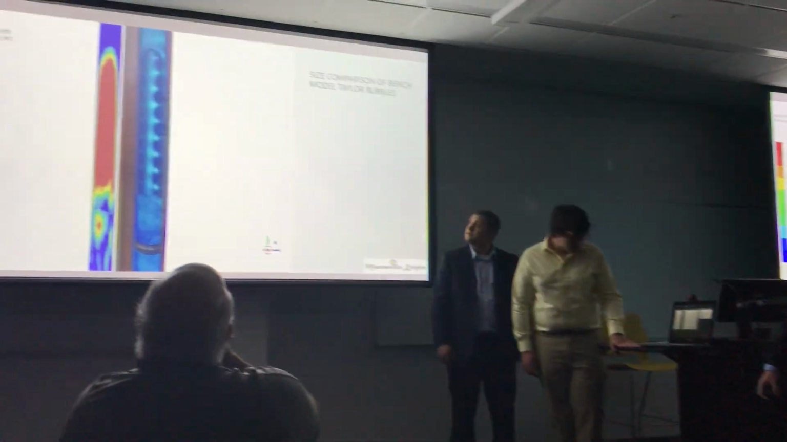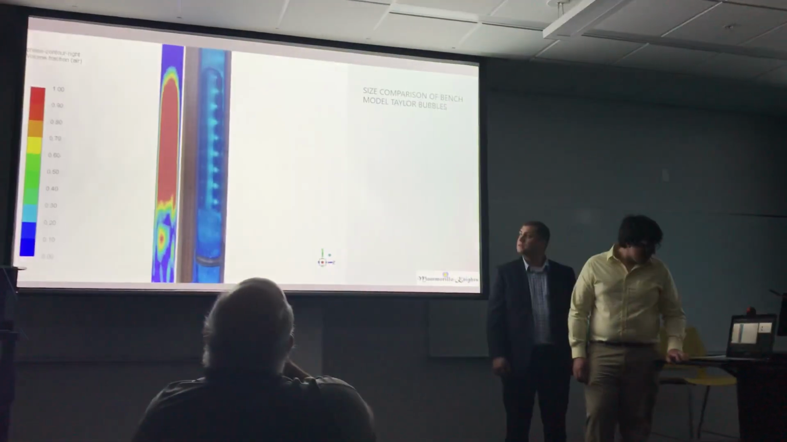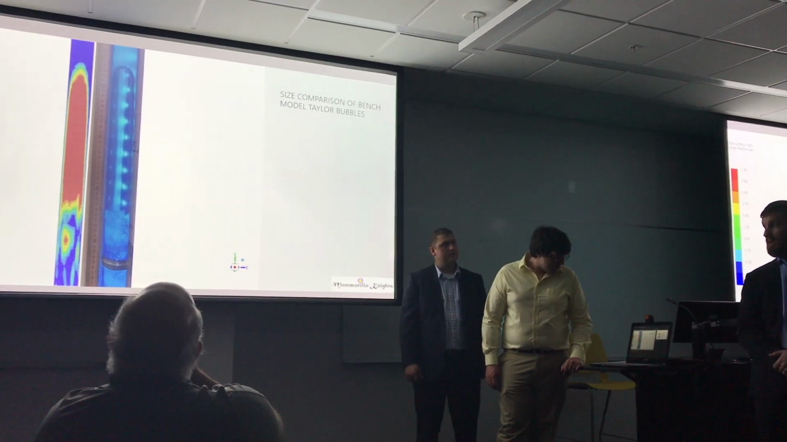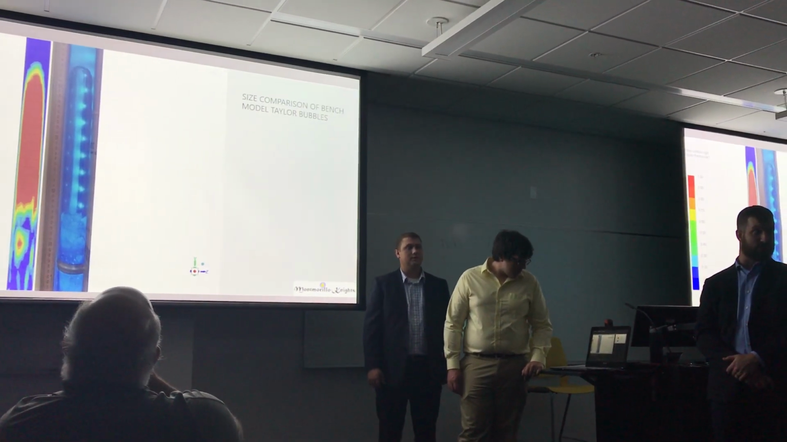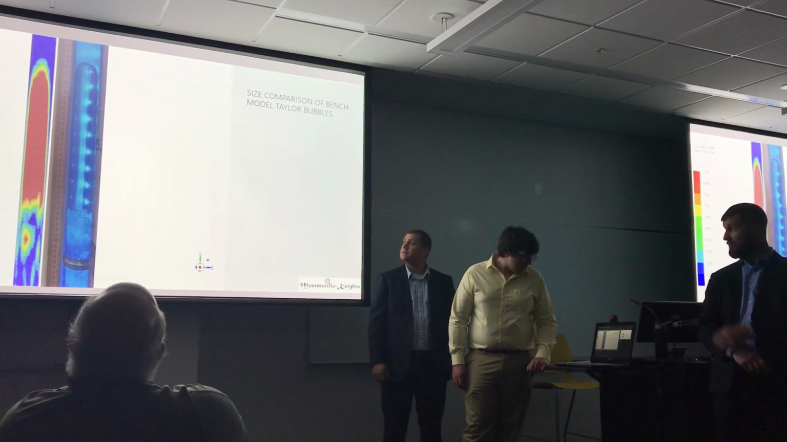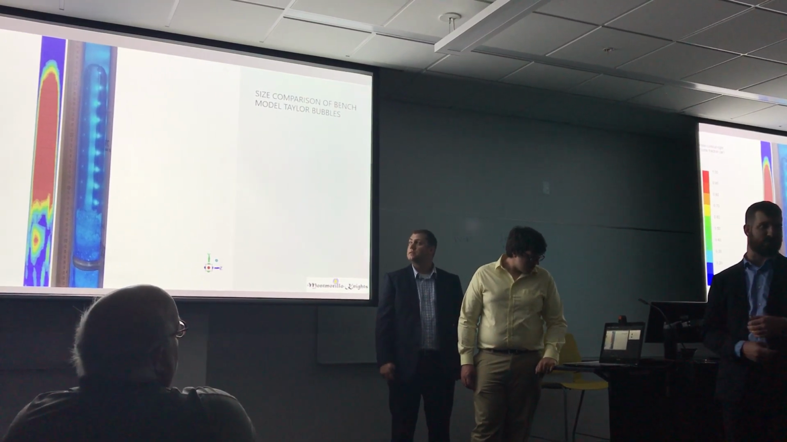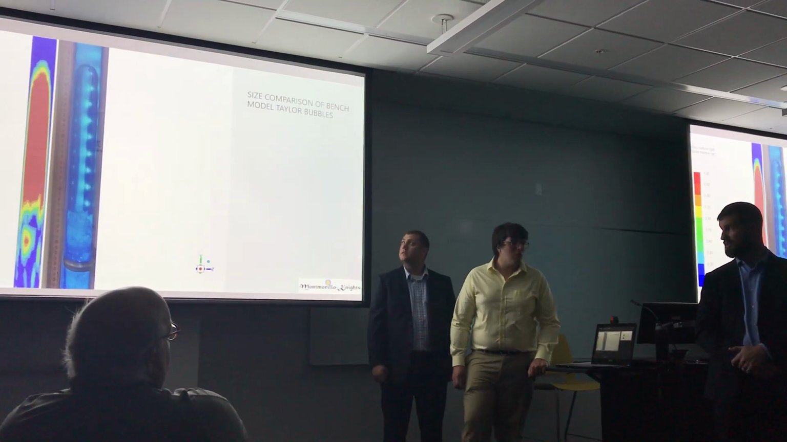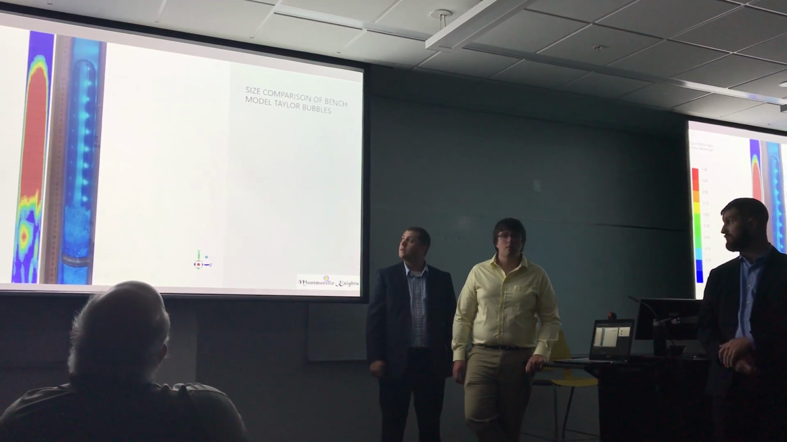Here's a side-by-side comparison of the Taylor bubbles between this model you see here and the simulation. You can see it did a really good job of predicting the size of the bubbles. In the experimental model, they were about 10 to 11 inches on average, and the simulation kicked them out at 10.8. So it's pretty dead on.